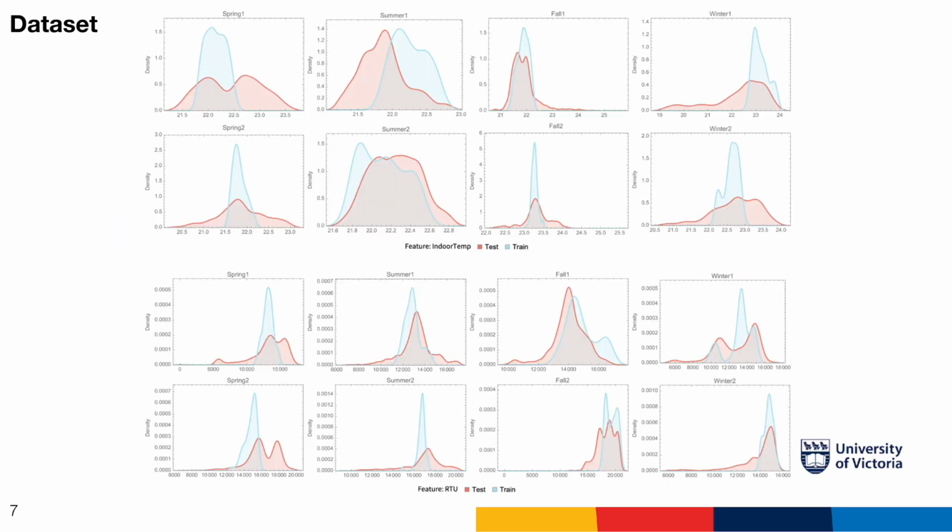This is an overview of the testing and training data for the indoor temperature and RTU below. There's many more training values, and that's what leads to a narrower probability density function. But here they're similar enough to continue with training.